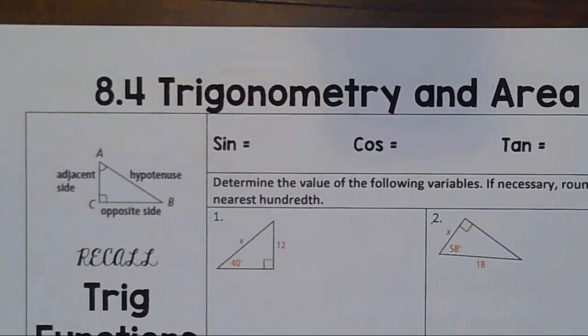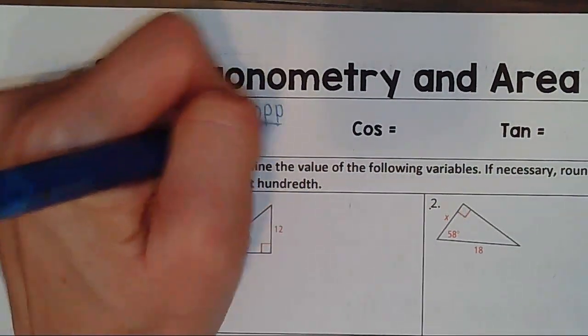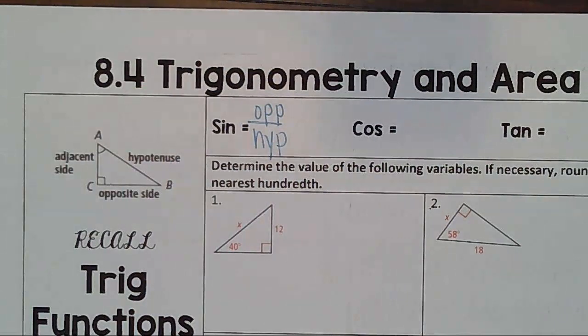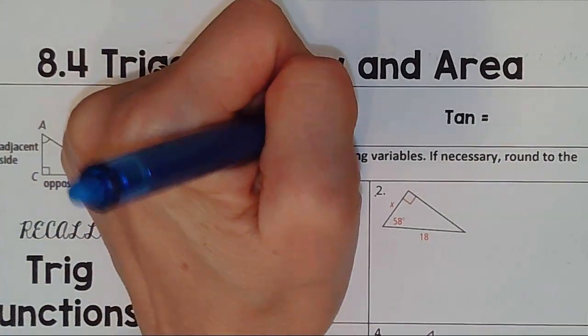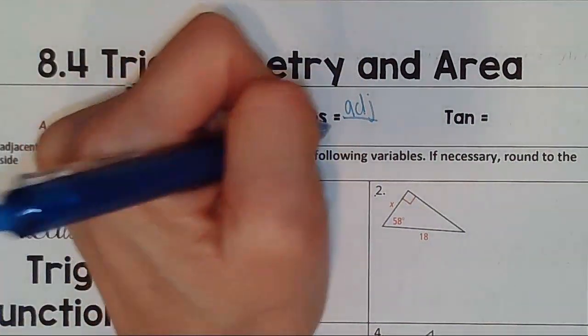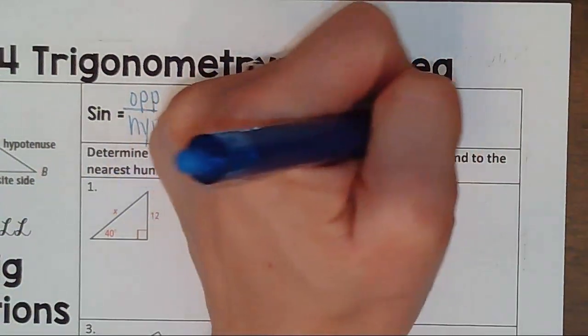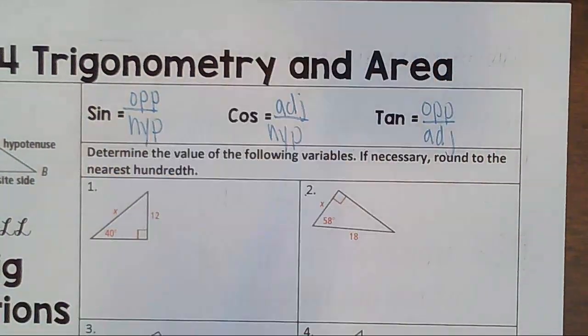Quick refresh on our trig. Remember, sine is equal to the opposite over the hypotenuse. Cosine is equal to the adjacent over the hypotenuse. And tangent is equal to the opposite over the adjacent.